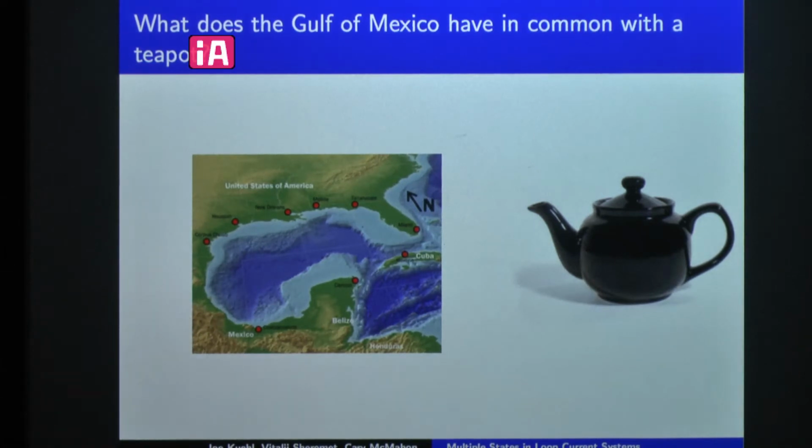So for right now, we can think of what happens when we pour a teapot: we tilt it. The inertia causes the flow to move out of the spout of the teapot, and that inertia is being balanced by friction, the boundary layer friction of the wall. We have a similar situation in the Gulf of Mexico.